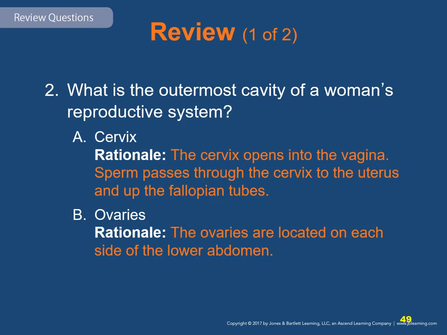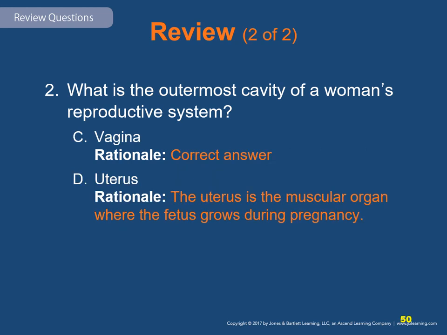The cervix opens into the vagina, sperm passes through the cervix to the uterus and up the fallopian tubes. The ovaries are located on each side of the lower abdomen. The correct answer is C. The uterus is a muscular organ where the fetus grows during pregnancy.